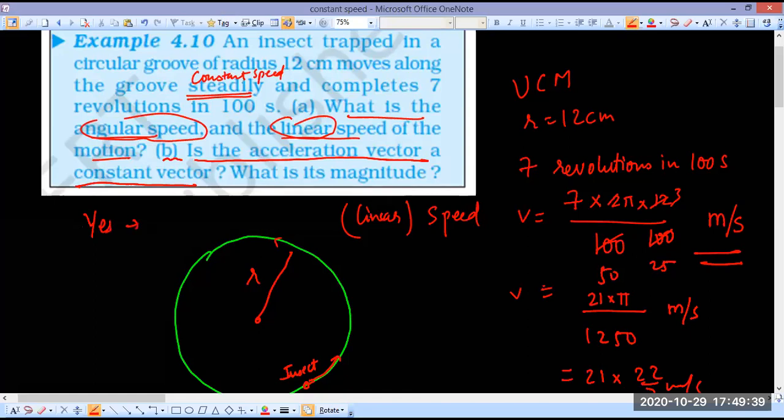Our class is like a parliament. Those who say yes, raise your hand. My dear MPs, please pay attention.